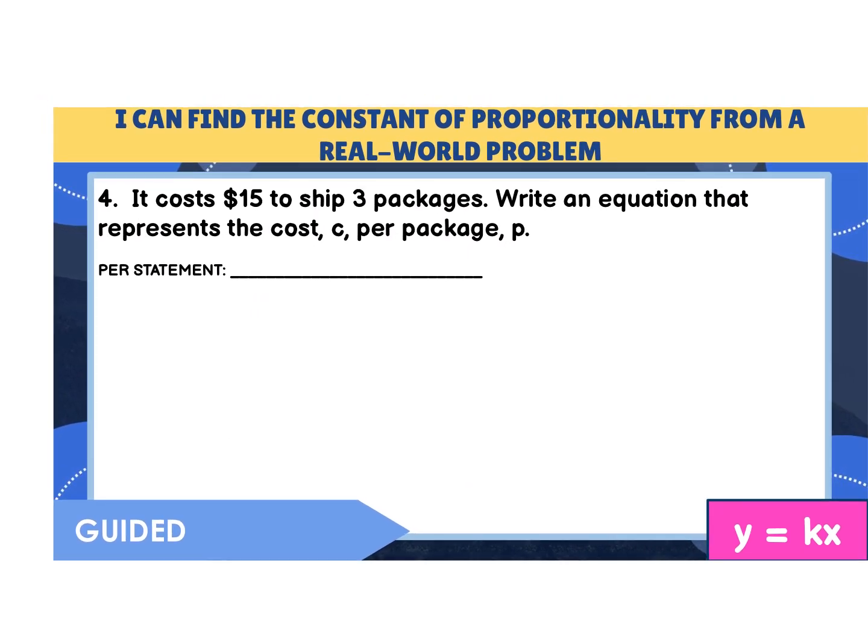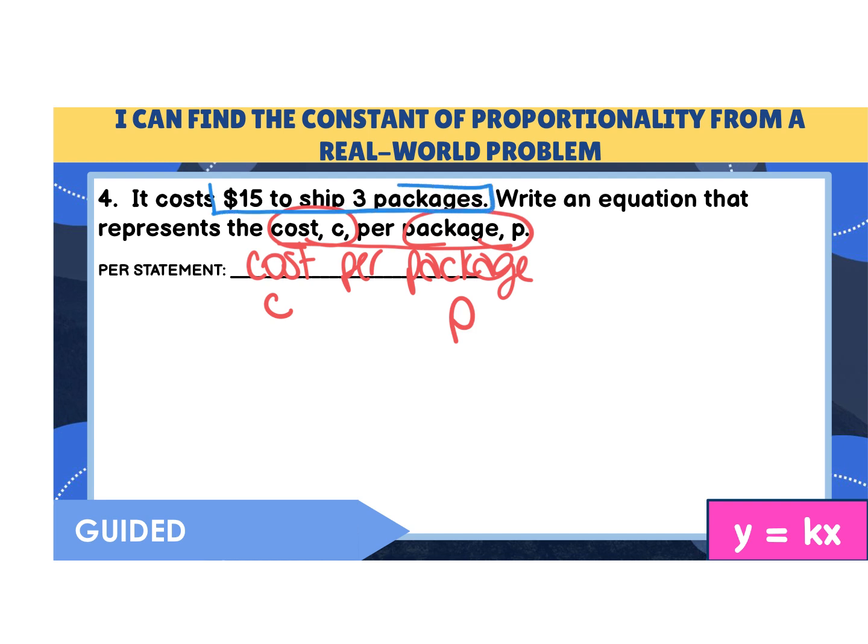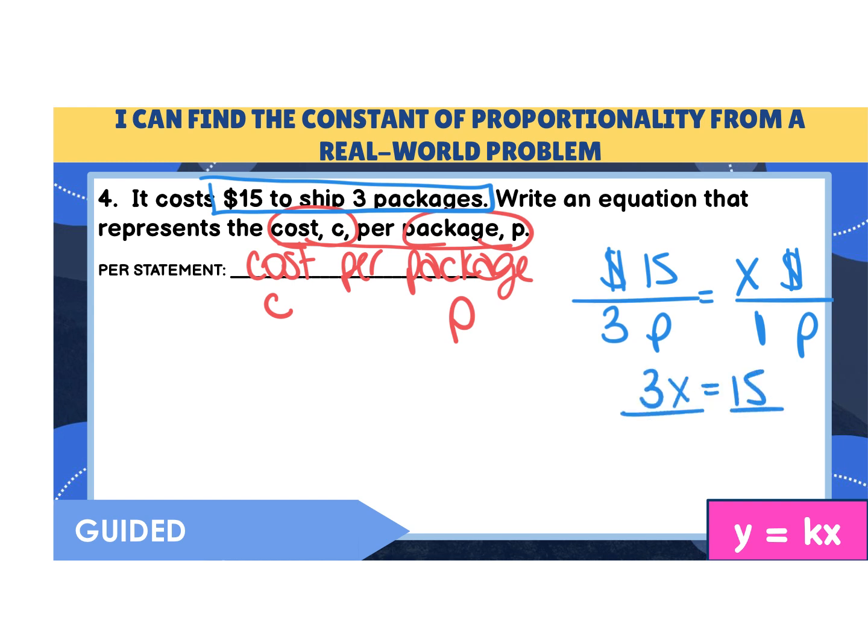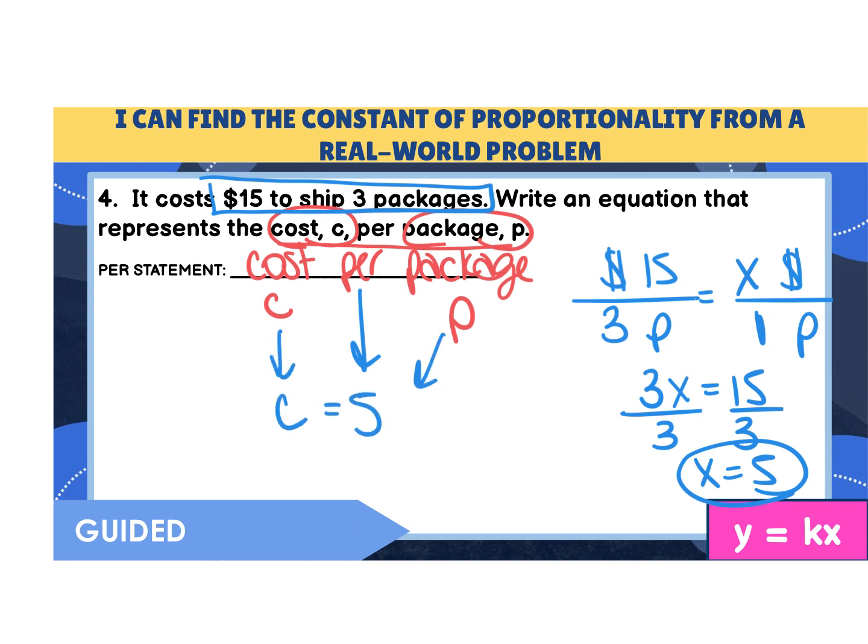It costs $15 to ship 3 packages. Write an equation that represents the cost per package. So the cost per package is our per statement. We're going to use a C for cost, and we're going to use a P for package. And back to our proportion, our ratio is $15 to ship 3 packages. And we want per package. So 1 this time is going to go on bottom because I put my packages on bottom, and x on top. 3x equals 15. Divide by 3. So we know x is going to equal 5. So that's going to be my 5 equals cost per package. C equals 5P.